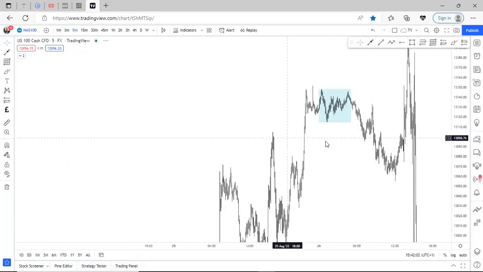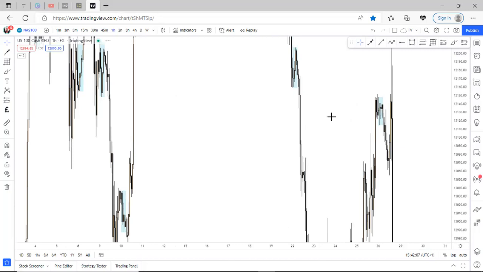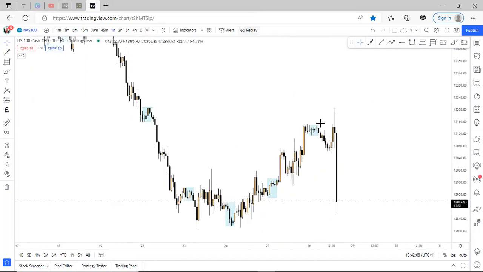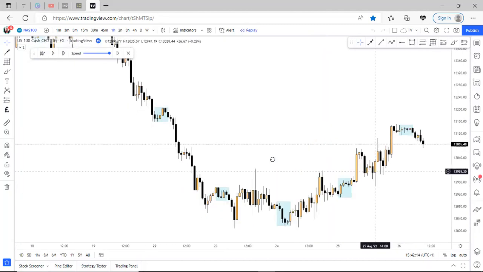Okay, starting from the 1 hour time frame now. From the 1 hour time frame during this session, let me cut the chart out so we can see what we are doing.